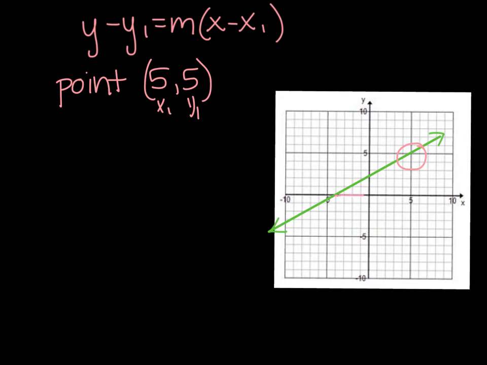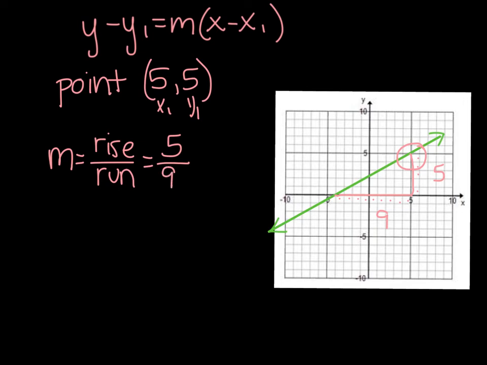So I can actually make my slope triangle right there, and counting rise and run, so it rises 1, 2, 3, 4, 5, 5. And a run of 1, 2, 3, 4, 5, 6, 7, 8, 9. 9. So my slope, rise over run, is 5 over 9. Okay, again, this is increasing, so the positive slope.